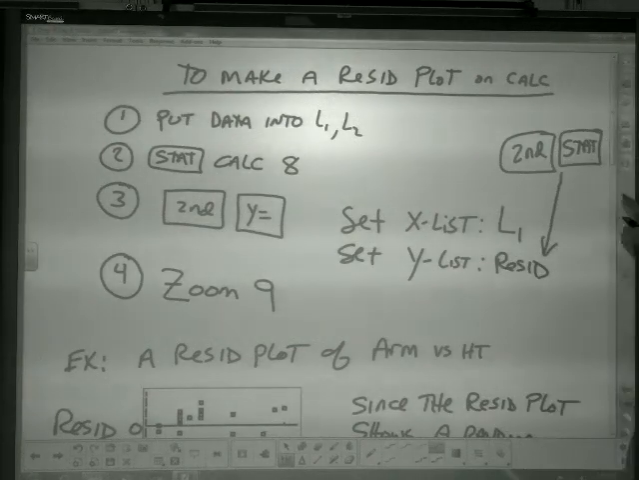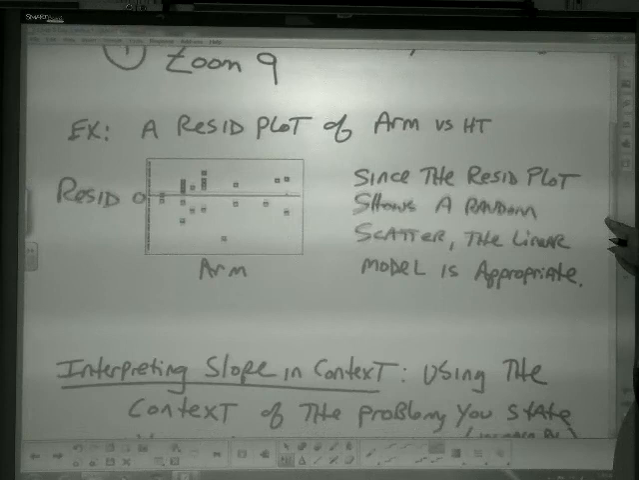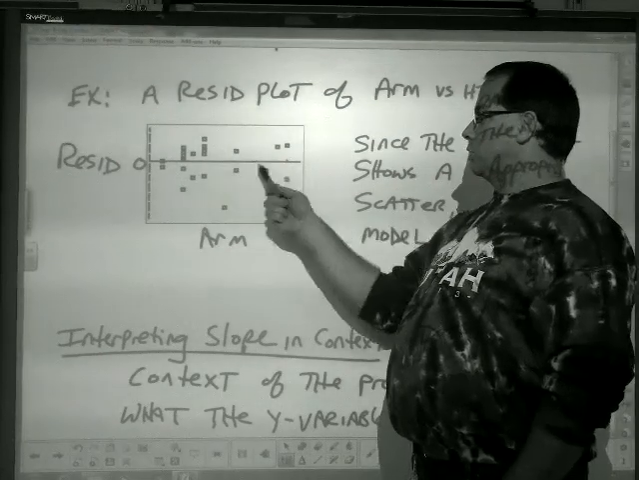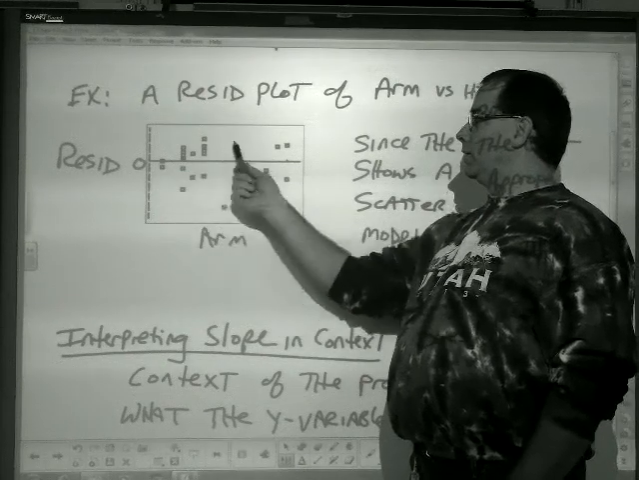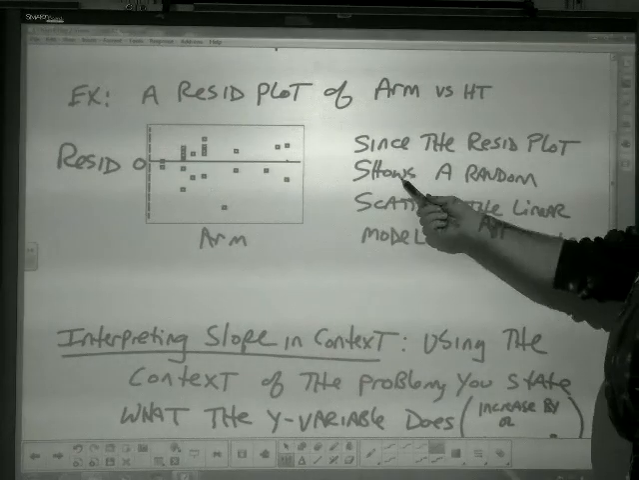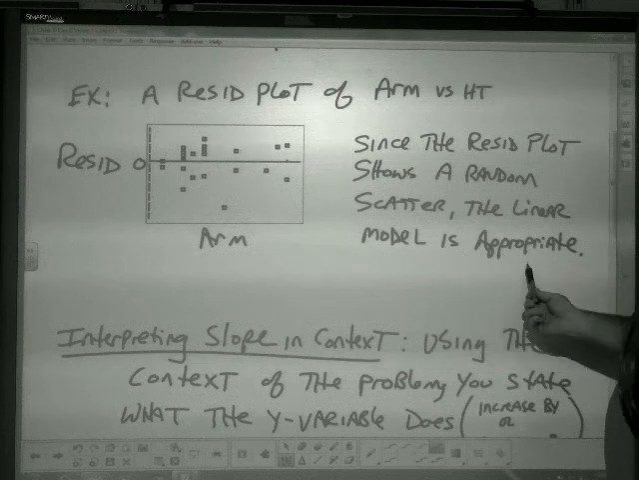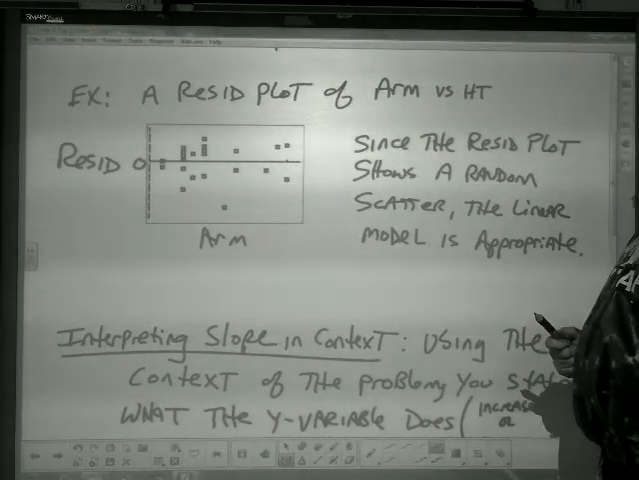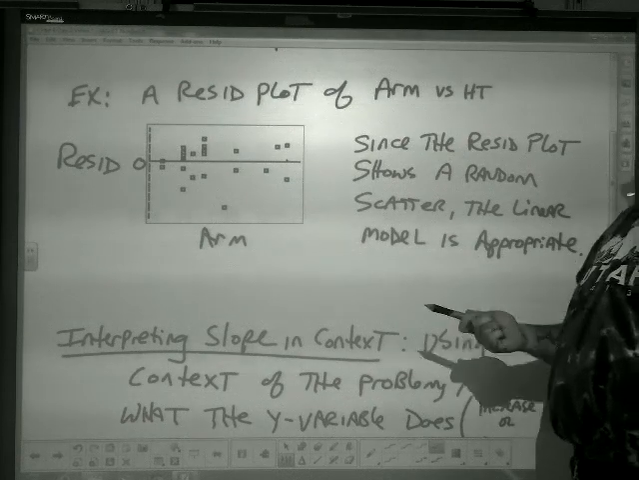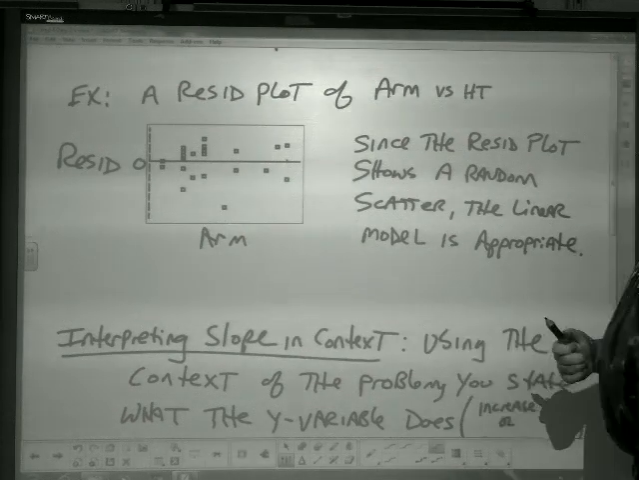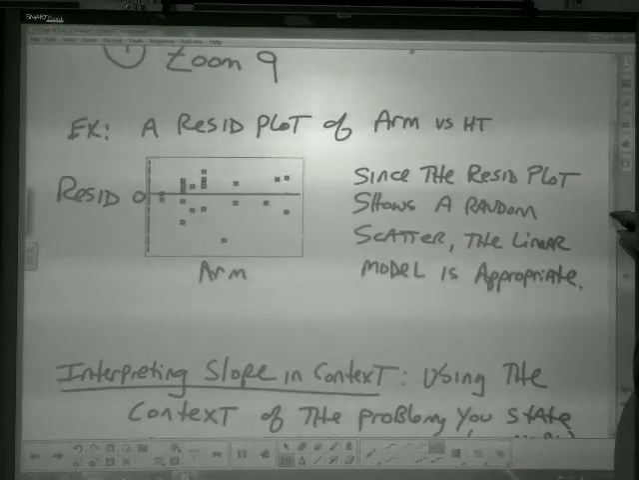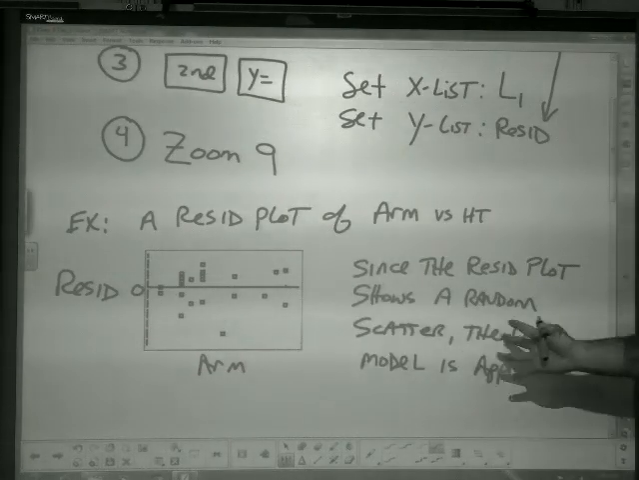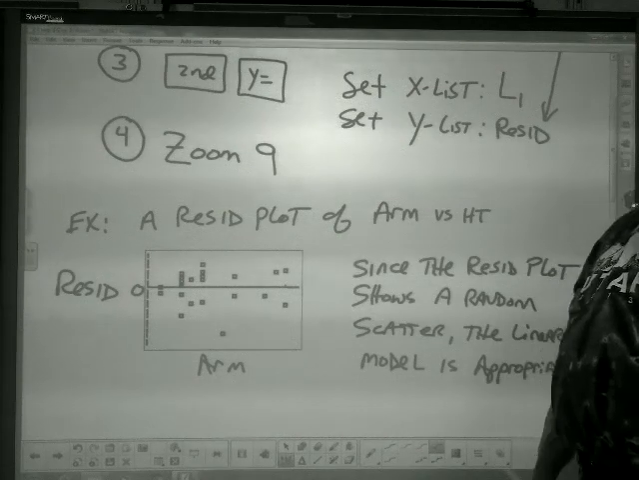I've made a residual plot here of our arm data versus our height. Okay? And notice, it looks kind of like a random scatter to me. Since the residual plot shows a random scatter, the linear model is appropriate. And that's all we're saying right now. The model's not going to be perfect, but the model is appropriate to use. All right? So that's what a residual plot tells us. This is how we use it to see whether or not the linear model is appropriate. So we're going to practice making residual plots in class.